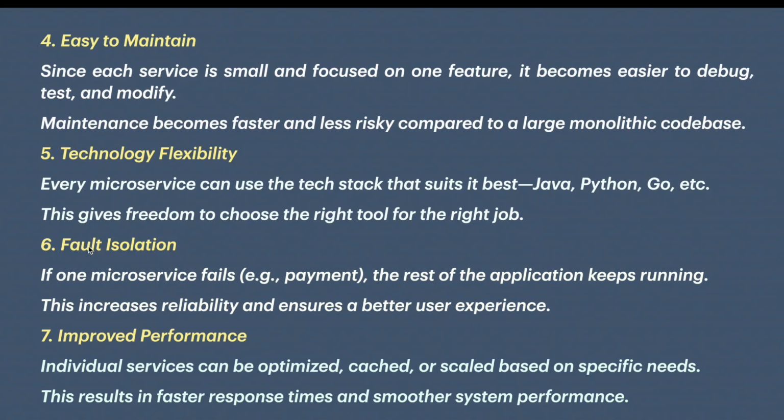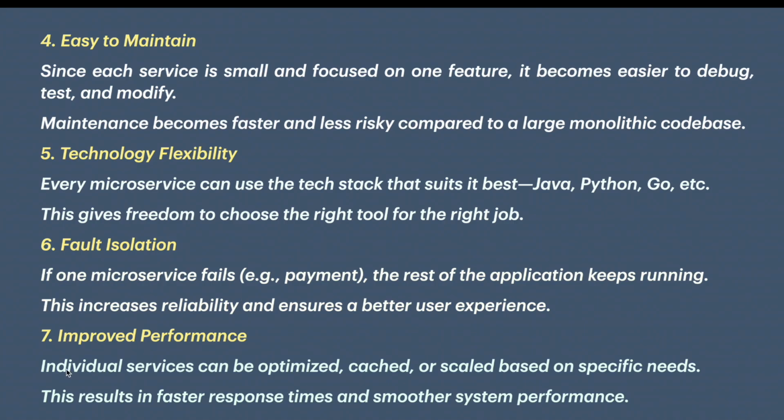So 6th point, fault isolation. If one microservice fails, like payment, the rest of the application keeps running. This increases reliability and ensures a better user experience. So we have an option for fault isolation in microservices architecture. That means if anything fails in the payment microservice, the rest of the application keeps running. It will not impact other microservices. Basically we use a fault tolerance mechanism to achieve this.